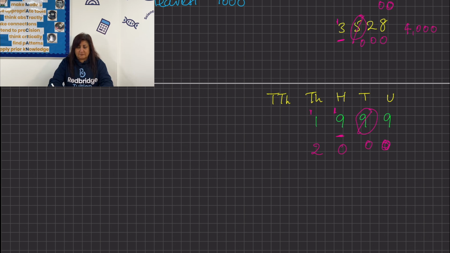And that principle applies regardless of whether you are rounding tens or hundreds or thousands or any number. That principle will stay. So 1,999 becomes 2,000.